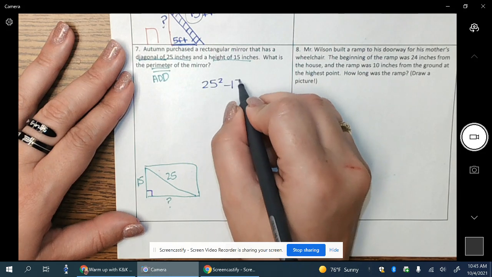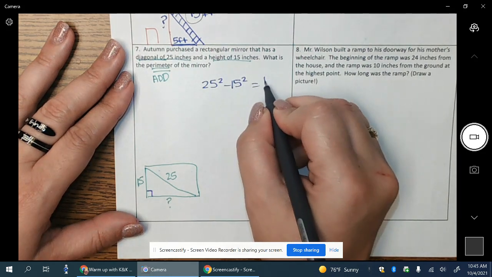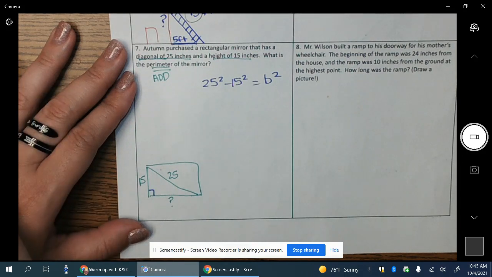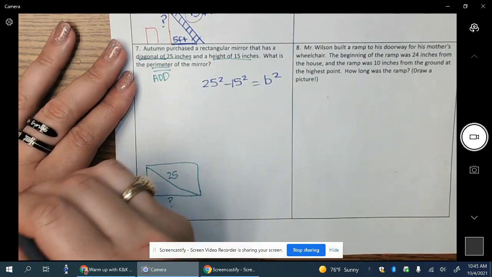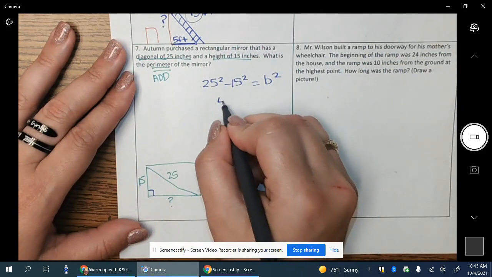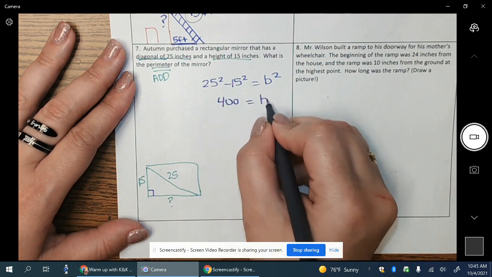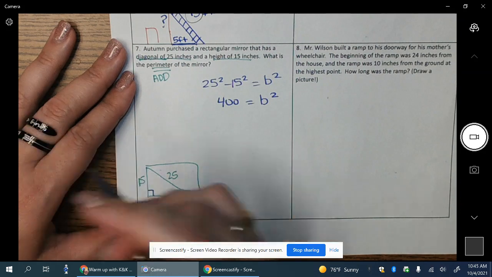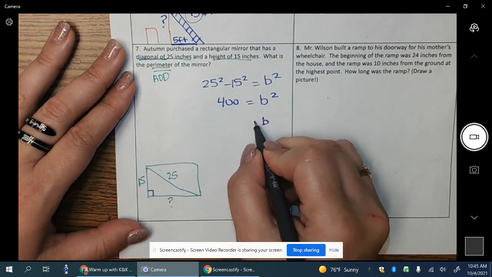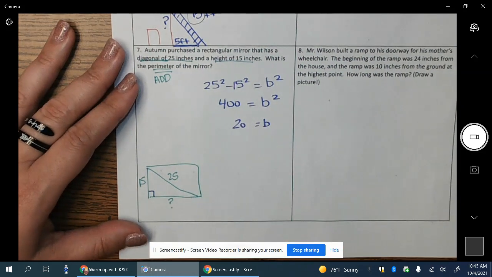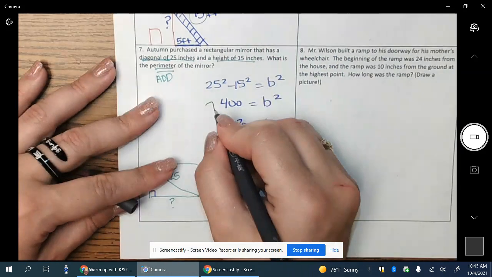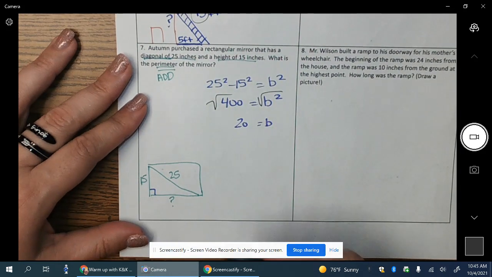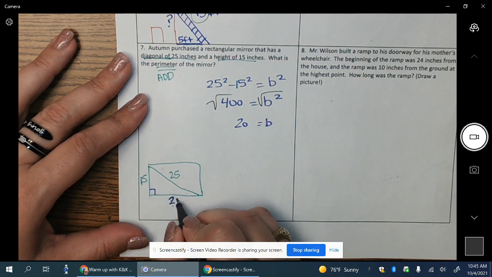25 squared minus 15 squared. 25 squared minus 15 squared equals 400 equals b squared. What's that final step? Square root. So what is the square root? 20. Is 20 my answer? No. 20 is what? The missing side. So this is 20.